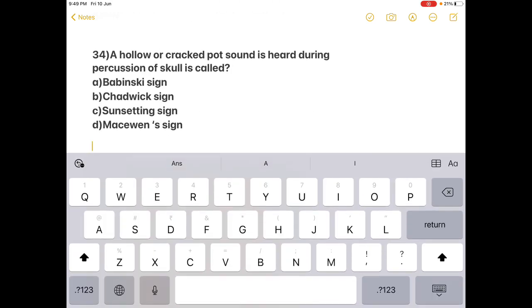A hollow or cracked pot sound is heard during percussion of the skull. It's called option A, Babinski sign, option B, Chadwick sign, option C, sun setting sign, option D, Macewen sign. Babinski sign is present in the newborn baby, that is in the foot. Chadwick sign is a purplish discoloration of the vagina. Sun setting is present in hydrocephalus.